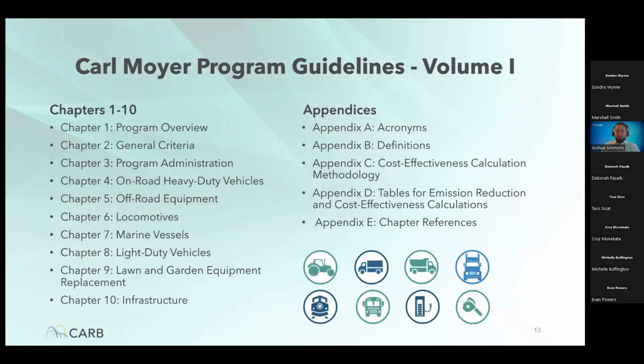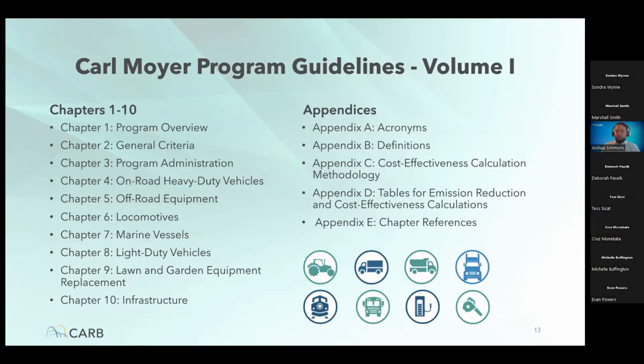The CARB Moyer program's guidelines are currently organized into 10 chapters followed by appendices A through E. Each chapter is dedicated to a specific topic or category. In preparing the guideline updates to be taken to the board in June 2024, each of these chapters will be revisited and updated where needed as the industry and regulatory landscape has changed since 2017.